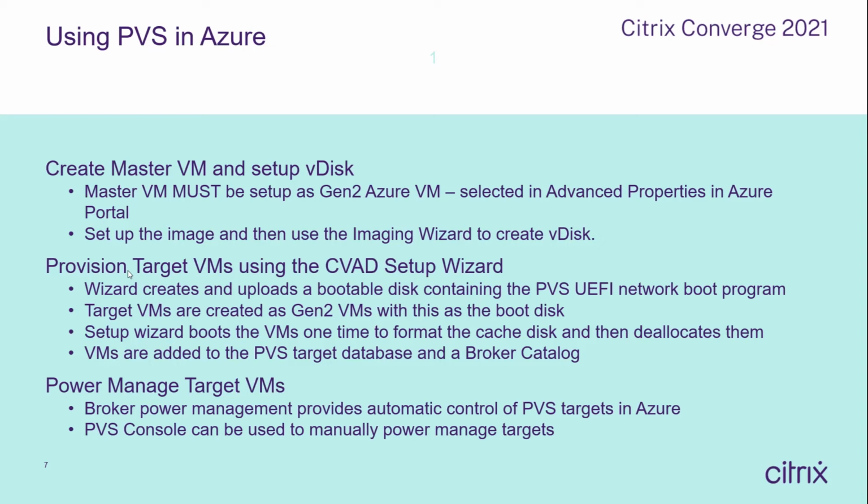You can power manage the target VMs using the broker power management, which provides automatic control of PVS targets in Azure. You can, of course, use the PVS console to do this as well, to manually power manage targets. But normally you want broker in charge of that because it knows what targets need to be running in order to let clients connect.